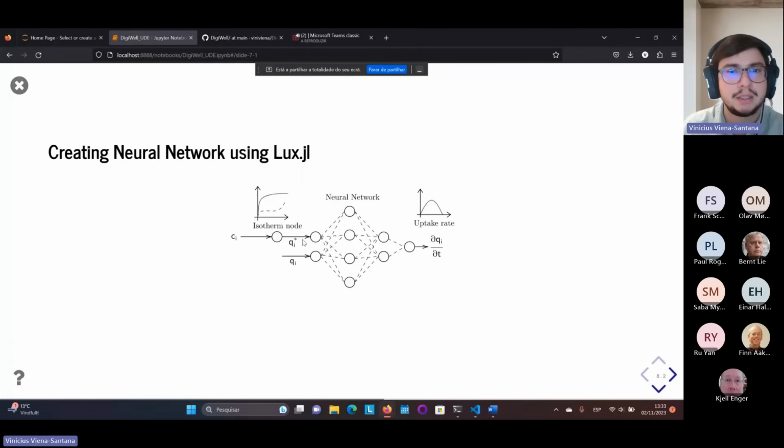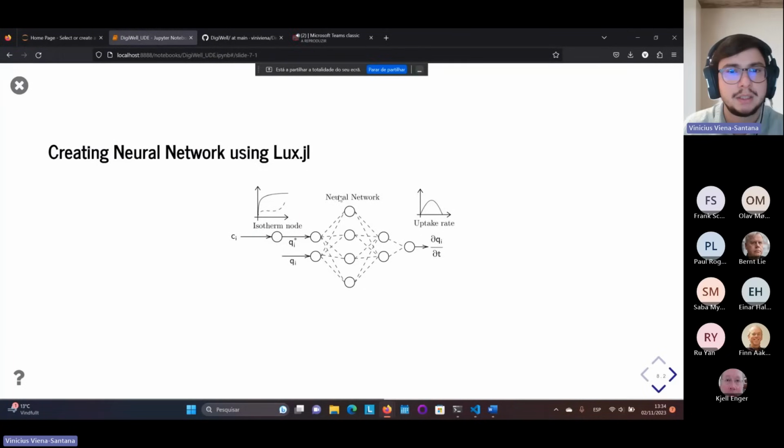As I told you, my neural network will have two inputs. That's Q star, which is the equilibrium concentration in the solid phase, and Q, which is the current solid phase concentration. And if you remember, I told you that this Q star is usually a function of the fluid phase concentration. So the very first input node of my neural network is actually a function. That's why I have put here the name isotherm node, because this function that maps from C to Q star is named isotherm.